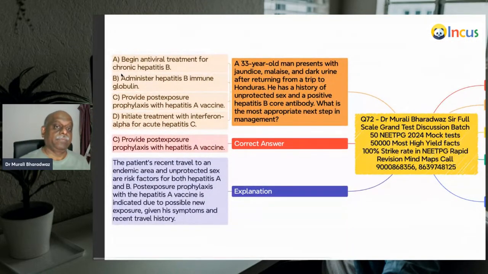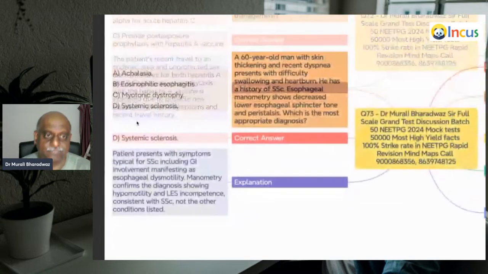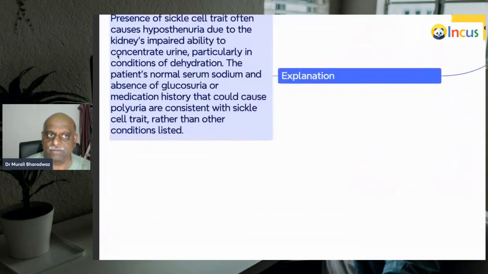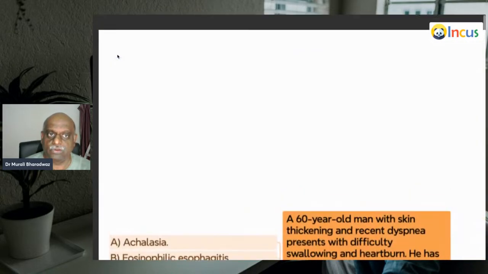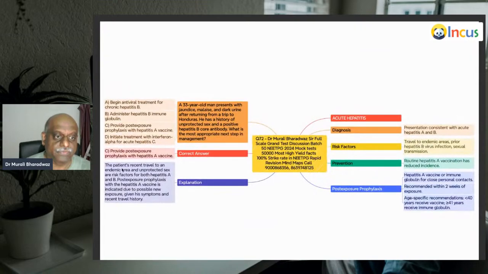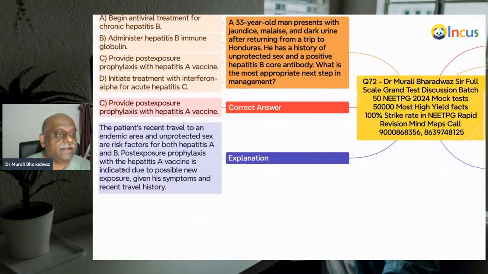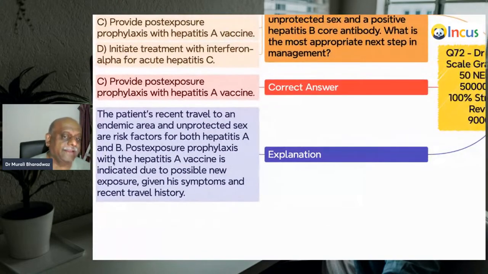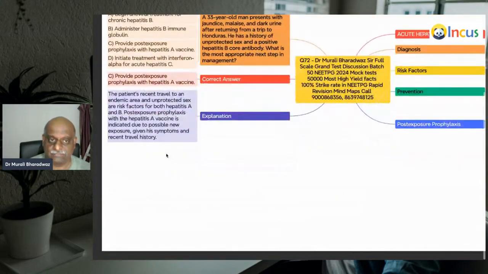So, 33-year-old with jaundice, dark urine after a recent return from travel. Any recent history of travel to an endemic area, unprotected sex, they're all the risk factors for hepatitis A and B, and post-exposure prophylaxis with hepatitis A is very much indicated.